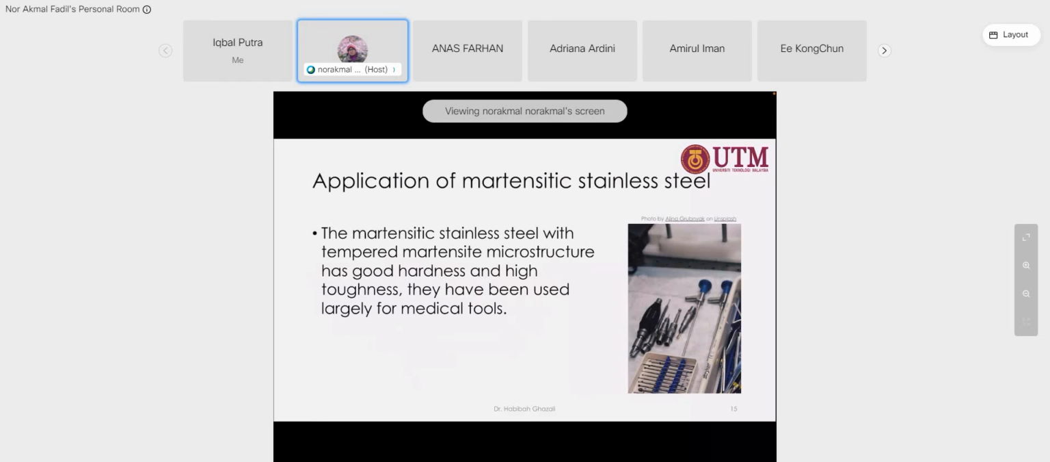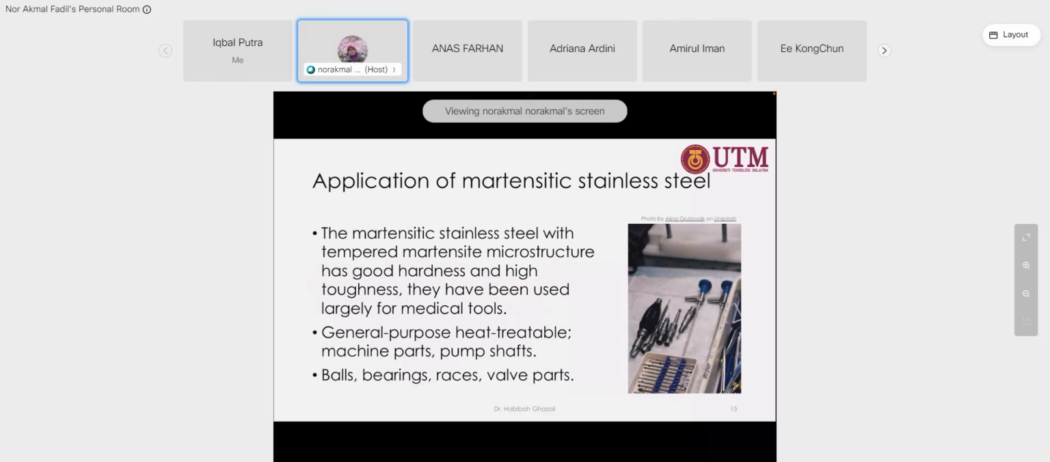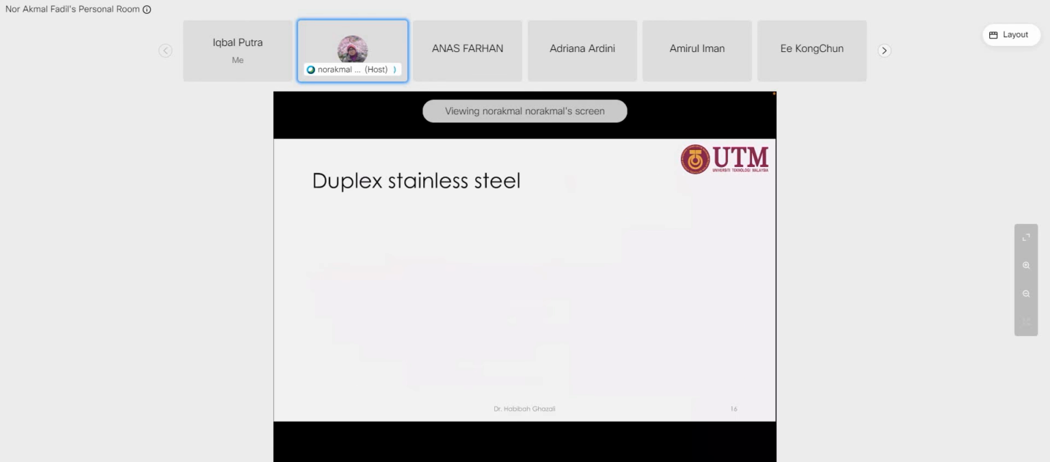Kitchenware, kitchen utensils. You would not use a rusty spoon. It is almost impossible. All the spoons and whatever kitchen utensils must not corrode, otherwise you will poison your food. Because you know the nature of how kitchenware is used, right? It is quite frequent use. General purpose heat-treatable applications include machine parts, pumps, shafts, ball bearings, races, and valve parts.